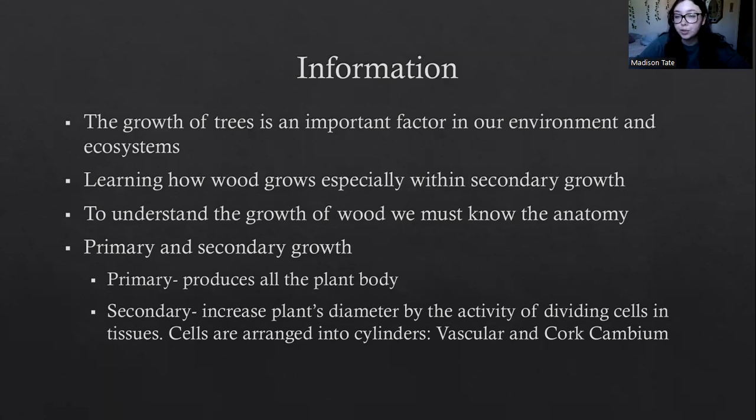And wood goes through two phases in the growth process, which are called primary and secondary growth. Primary produces all the plant's body, and secondary increases the plant's diameter by the activity of dividing cells. And these divided cells go into two cylinders, which are called vascular and cork cambium.